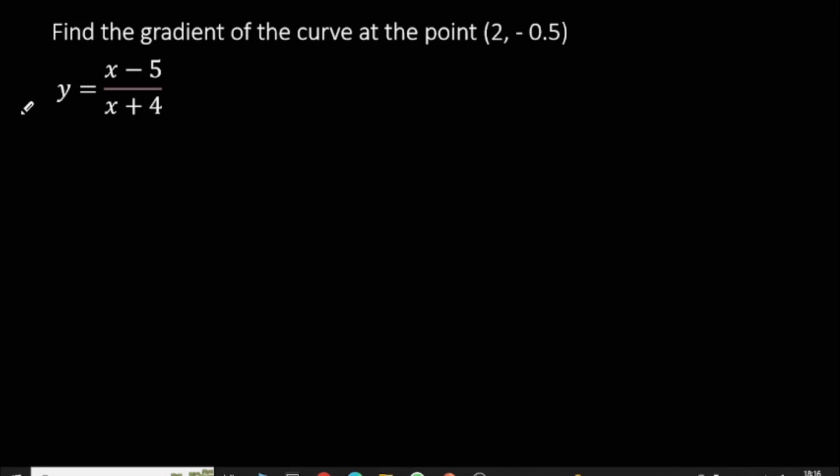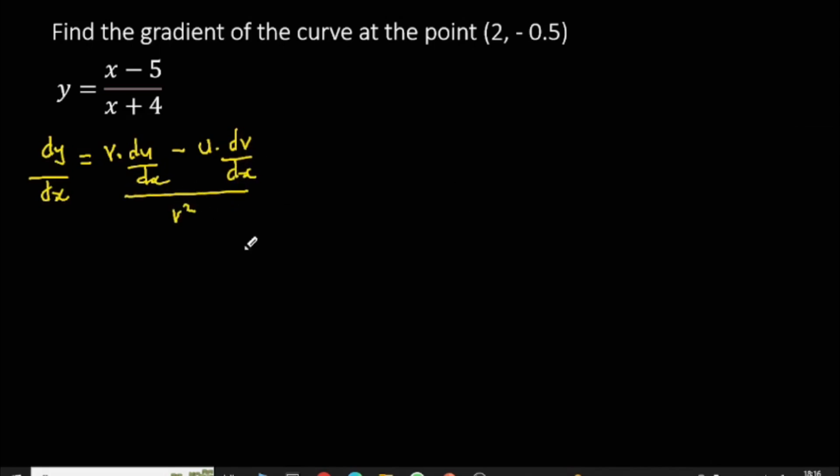So I'm going to rewrite the quotient rule again. That is, dy/dx is going to be equal to v multiplied by du/dx, then you subtract the u multiplied by dv/dx, then you divide by v squared. So the first thing you need to do is identify the u and the v. We're going to say let the numerator equal our u, and our numerator in this case is x minus 5. Then obviously v is going to be equal to x plus 4, because that is our denominator.